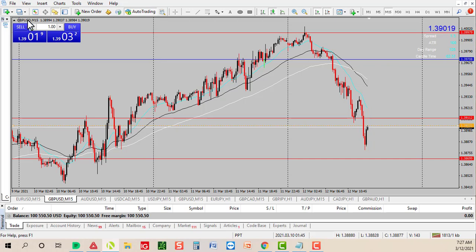I want to show you something here. British pound, US dollar, 15-minute chart. Price came up to our red price point early in the session and has worked its way down 125 pips. We have a 20-period ATR of 108. We've already gone over that.